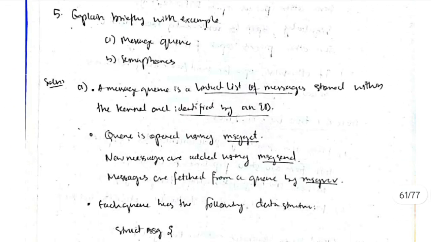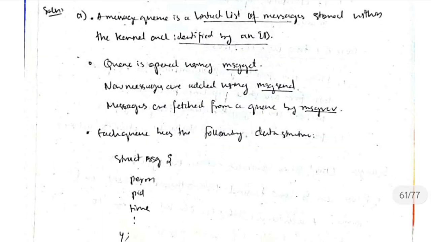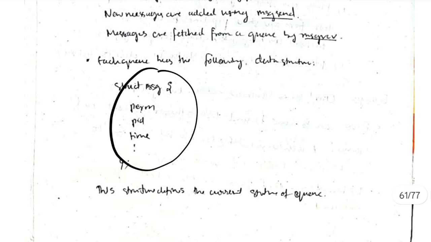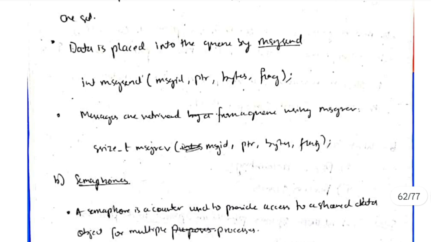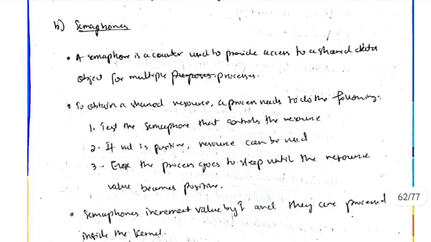The next one is about the message queues and semaphores. What is a message queue? By the name itself you can understand it's a queue in which the messages will be there. So it's a linked list of messages identified by an ID, and there are three functions which you need to write: msgget, msgsnd and msgrcv. This is the structure of the message, and this is the msgget syntax, msgsnd syntax and msgrcv syntax. Okay, that's all that I have tried and explained.